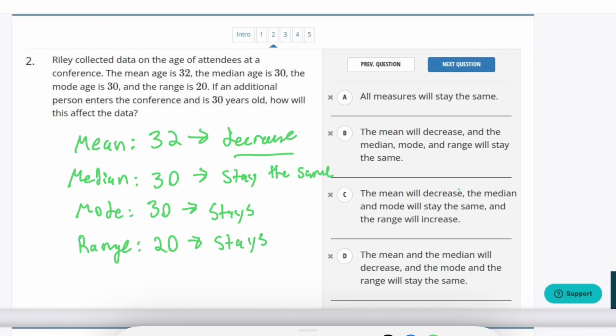So, A, all measures will stay the same. Incorrect. B, the mean will decrease, and the median, mode, and range will stay the same. Correct. So B is our answer.